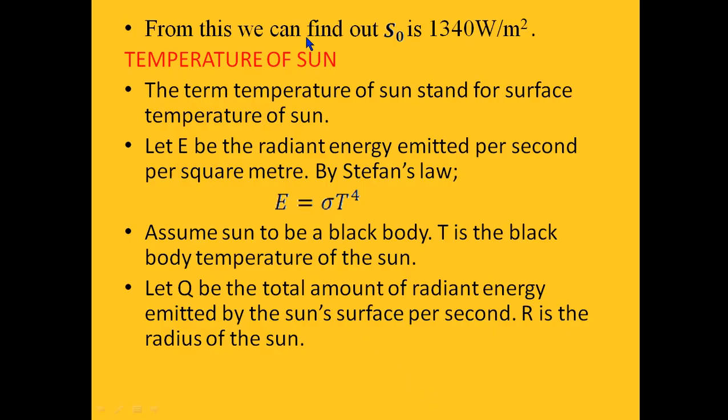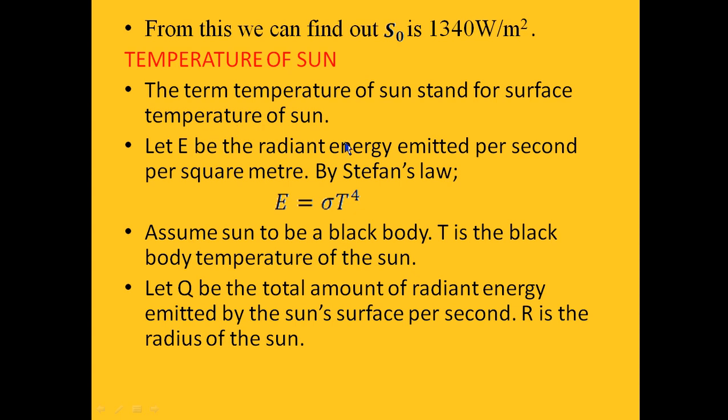This is log S plotted on the y-axis and sec Z on the x-axis. Now from this log S naught we can find the value of S naught. What is S naught? S naught is the true solar constant. S naught is equal to 1340 watt per meter square. Next we have to find the temperature of the sun. The term temperature of sun stands for the surface temperature of the sun.